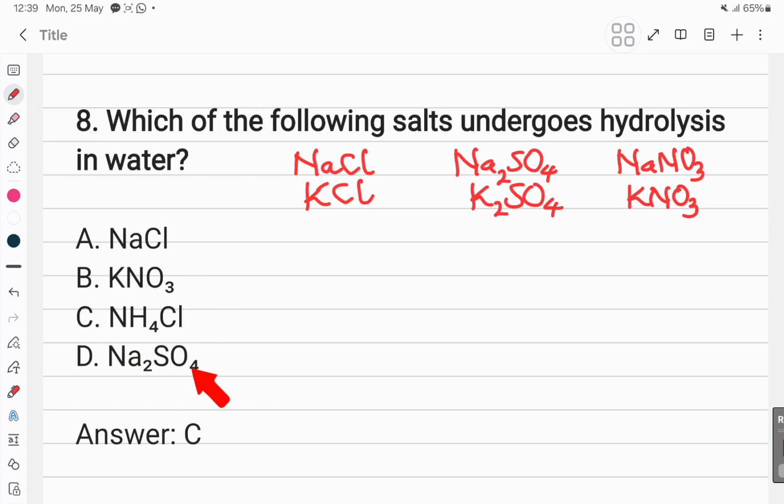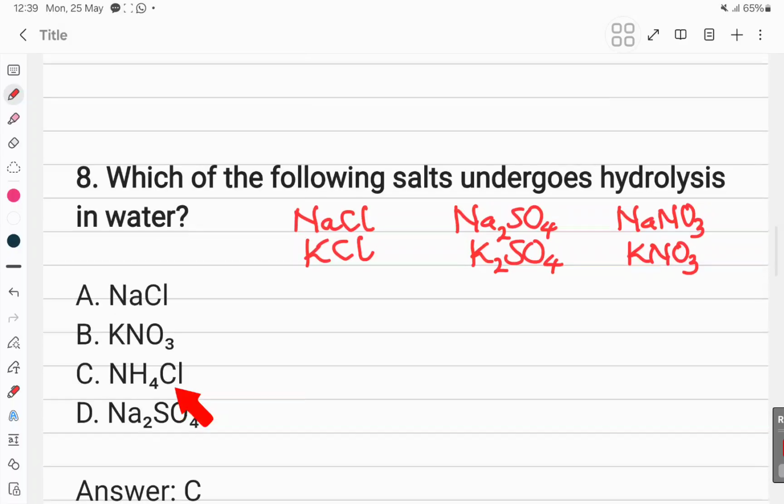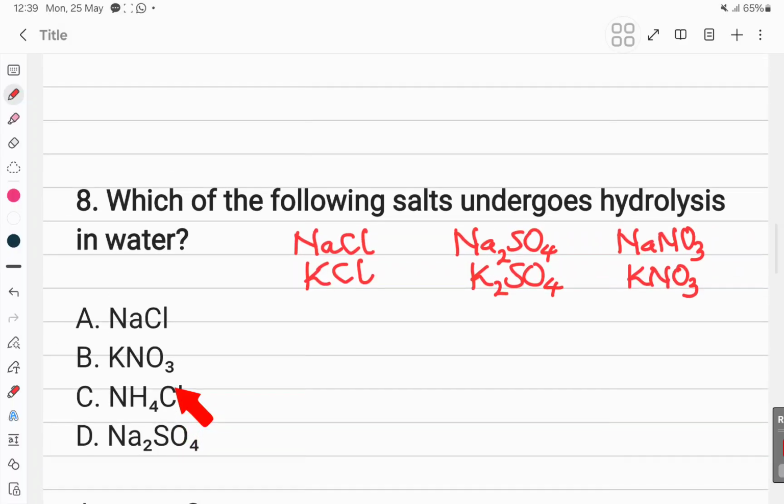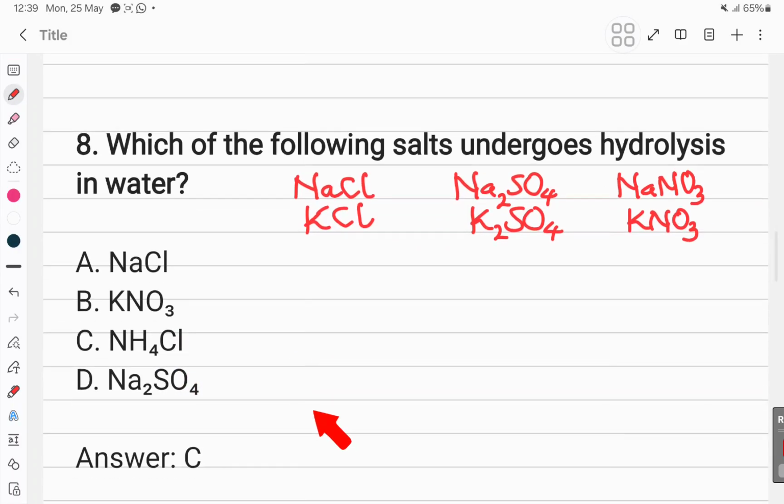But the other options, sodium chloride, potassium trioxonitrate(V), sodium tetraoxosulfate(VI), those are salts of strong acid and strong bases. They are not hydrolyzed in water. Now let's see how ammonium chloride reacts with water during hydrolysis.